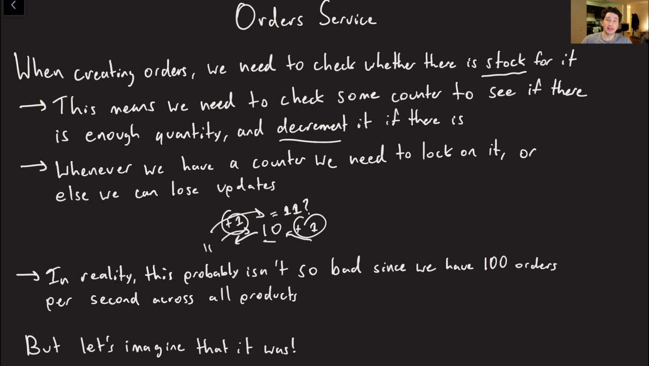So if we do have to grab a lock, that of course opens us up to lock contention. Like I said, in reality, this probably isn't such a big deal, right? We mentioned we have around 100 orders per second. Since all of those orders are on different product IDs, we're going to be grabbing different locks for each of those 100 orders. I imagine there's not really that much contention in reality. However, for the sake of this problem, we're going to pretend like there's a ton of contention.